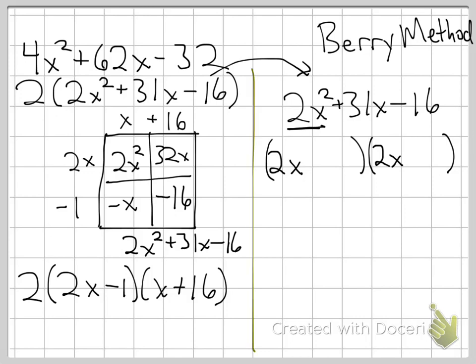Now, I'm going to look at taking negative 16 times 2, which gives me negative 32. And I have 31. I need to find what multiplies to negative 32 that adds to 31. Kind of goes back to yesterday. What would I use? Multiplies to negative 32, adds to 31.